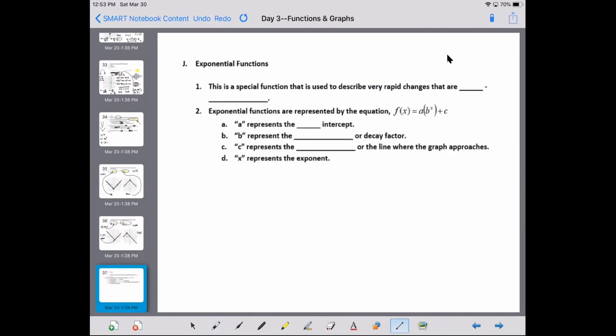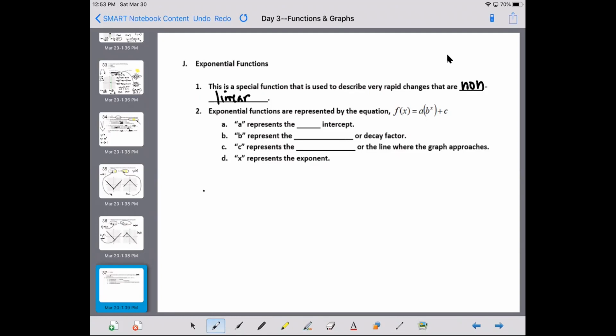Let's look at exponential functions. This is a special function that shows rapid change, changes that are non-linear. So we've had some linear pieces in the absolute value, and we've talked about linear functions. Quadratics would be non-linear. Exponential graphs are also non-linear. Sometimes you'll see the exponential graphs grow slowly, a slow change, but still non-linear. You may see it either grow, or you'll see what we call a decay.